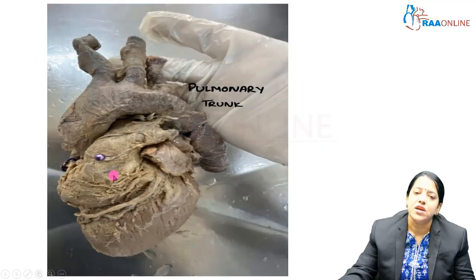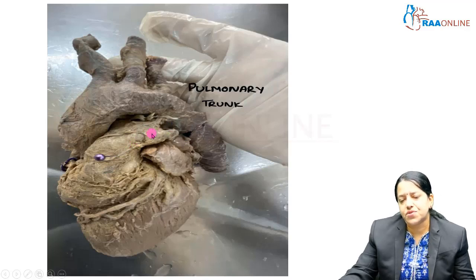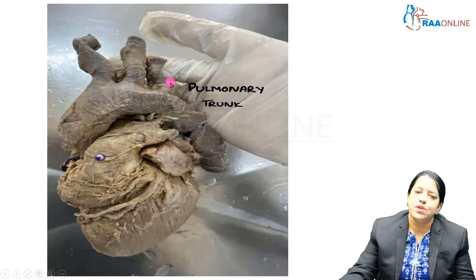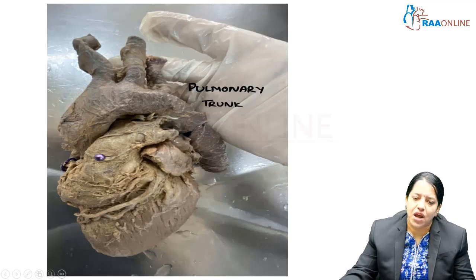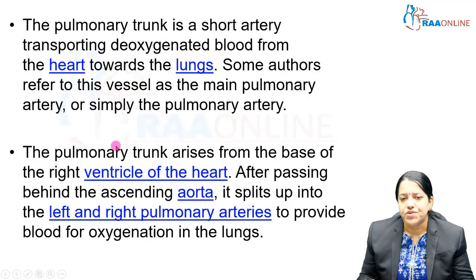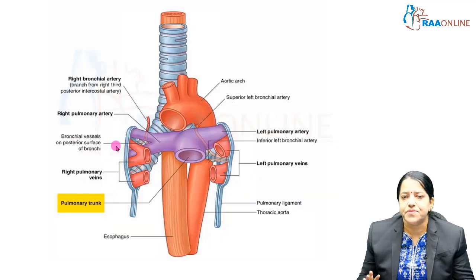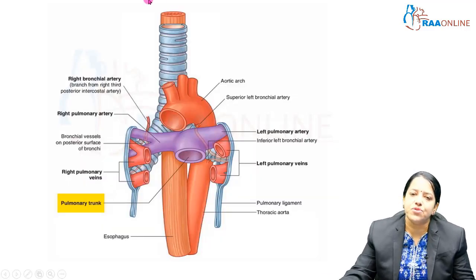You can see over here, this is the pulmonary trunk. Now this is going behind the arch of aorta. So the arch of aorta will be crossing, and behind the arch of aorta, it is going to divide into right and left pulmonary arteries, which will be going to the lungs for oxygenation. So that is visible over here. Now let's see this diagram for you to understand how the relations are.